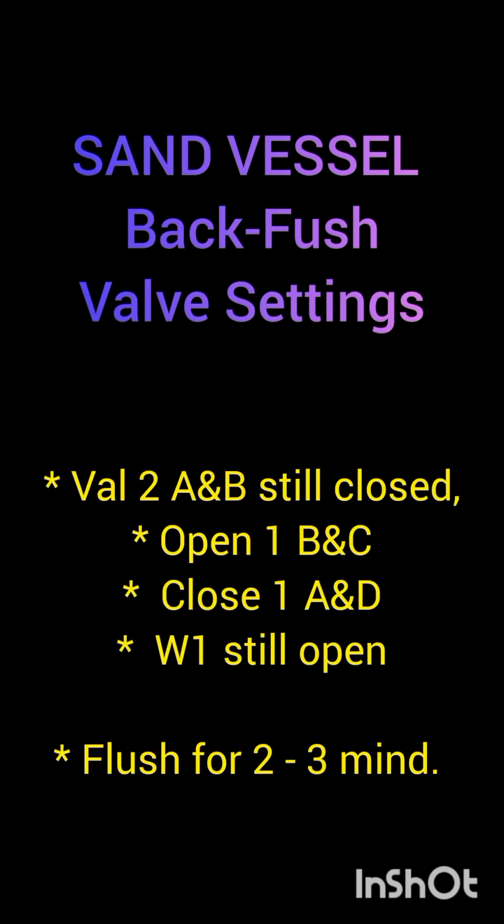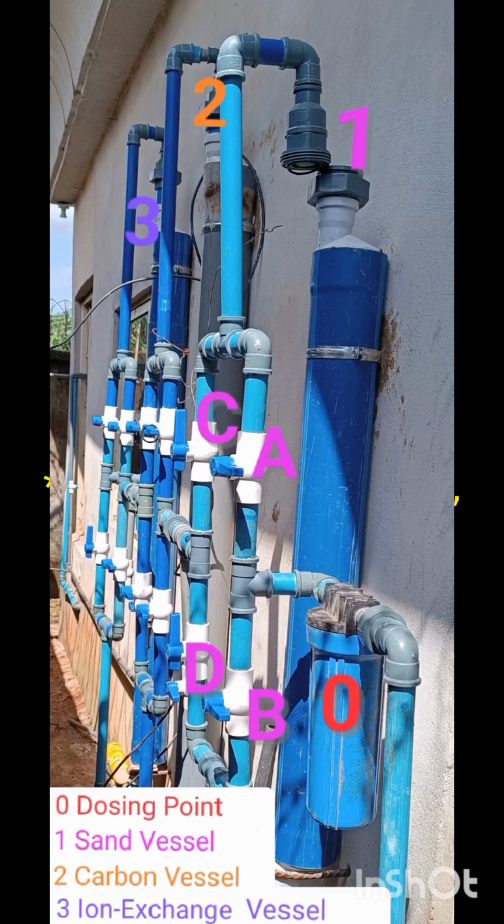To backwash it, while the borehole is still running, open valves 1B and C, close 1A and D, and allow to flush for 2 to 3 minutes. Then open valves 1A and D, close 1B and C.